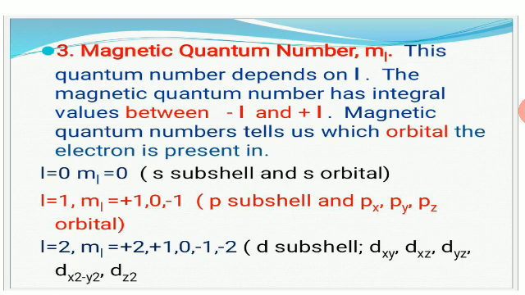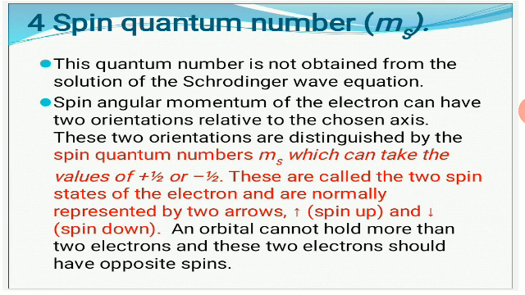So this means the p subshell has been divided into 3 orbitals. Similarly, the d subshell has been divided into 5 orbitals. Next one is your spin quantum number. Spin quantum number tells me how the electron is spinning around its orbit.